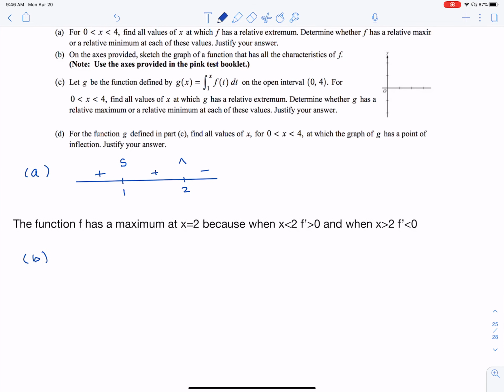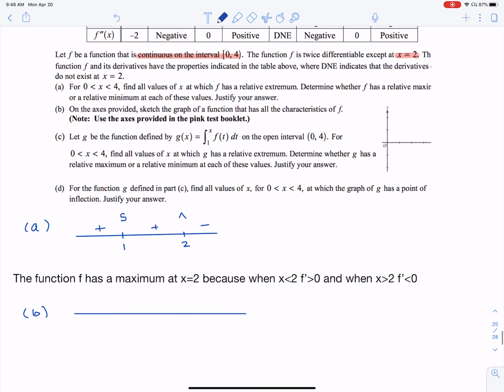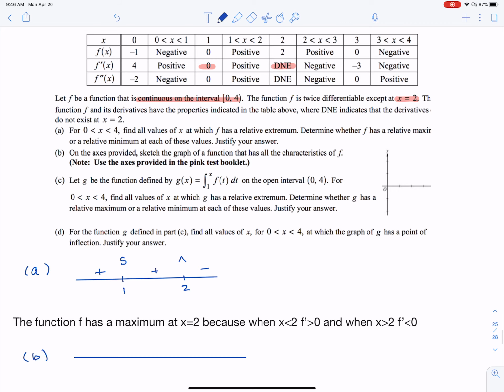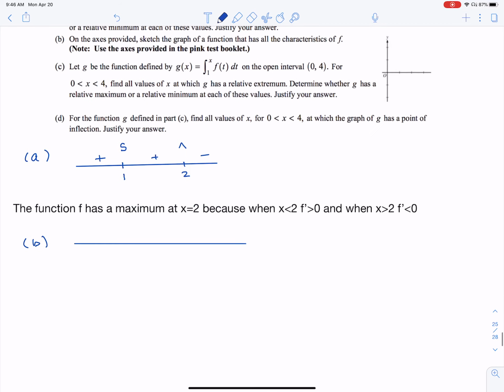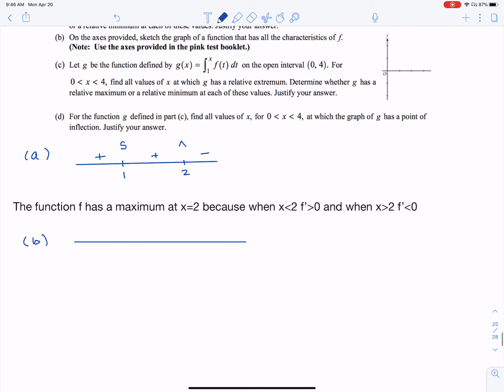I've already got some points, so I'll take care of that later. So let's go make some sign charts. I'm just going to include every number that they've got on my table here. So I'm going to include the numbers 0, 1, 2, 3, 4 just to go through and do that.